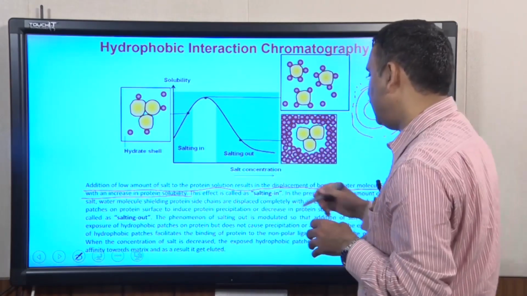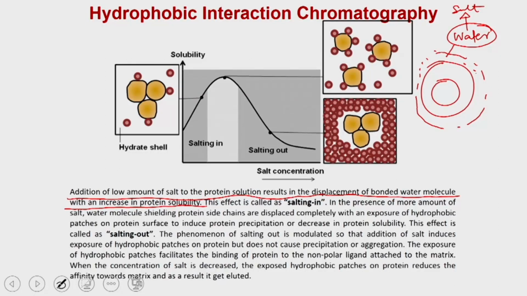That increases the protein solubility, and this effect of increasing the solubility by adding a small amount of salt is called salting in. But if you increase the amount of salt further, the water molecules shielding the protein side chains are displaced completely, exposing the hydrophobic patches on the protein surface, which induces protein precipitation or a decrease in solubility.